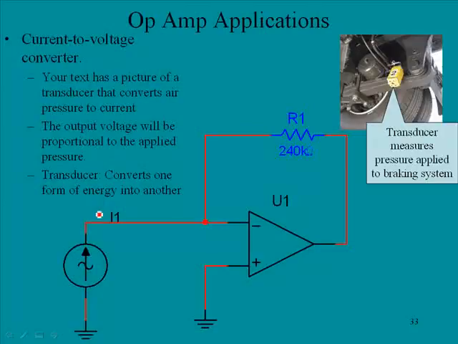Now in this case, that current is being fed into this op-amp. Remember, no current goes into the op-amp. All the current goes through here. And so this will be converted into a proportional voltage. And typically in this type of situation, that voltage would be sent to monitoring equipment that would monitor the pressure that's being used in this system.